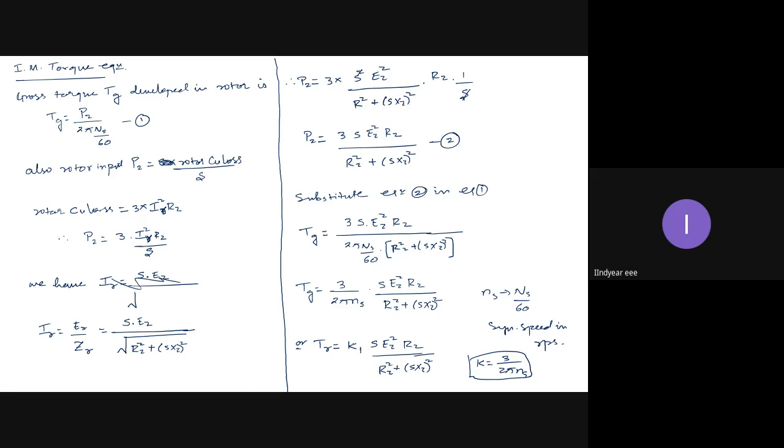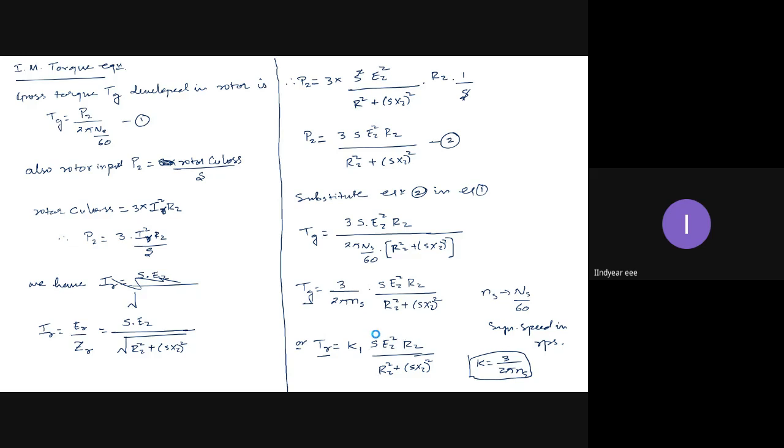K1 or K. Some books they have taken K1, some books they have taken K. So we have taken K1 for rotor torque. See, this rotor torque is nothing but the torque developed by the rotor, which is gross torque. So this equation always gives us the gross torque. Okay.